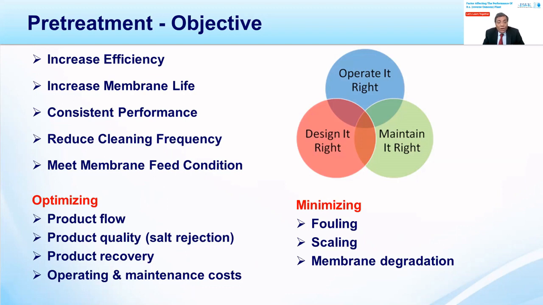What is the optimized flow? You will get product quality, consistent recovery, and optimized operating and maintenance cost. There will be less fouling, less scaling, less membrane degradation due to the minimum cleaning frequency and appropriate pretreatment. Our objective always remains to increase the efficiency, increase the membrane life, get consistent performance of the plant, reduce the cleaning frequency, and meet the membrane feed condition.